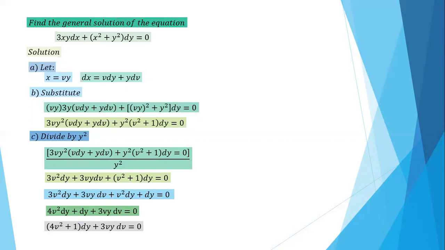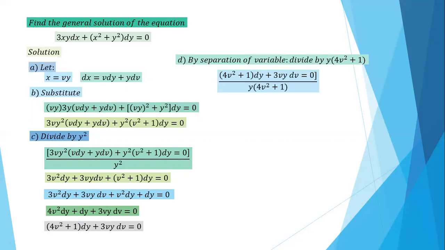So factor out dy. Then we have the quantity of 4v squared plus 1 dy plus 3vy dv equals 0. Here, in this equation, we can now use separation of variables. By separation of variables, we divide both sides by y times the quantity of 4v squared plus 1. So what is left is 4v squared plus 1 will be cancelled out and y will be cancelled out. So we have now dy over y plus 3v dv over 4v squared plus 1 equals 0.